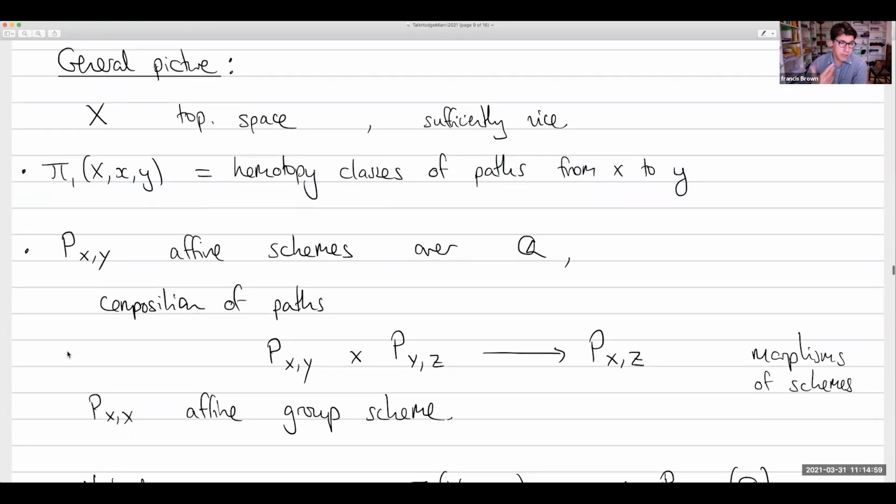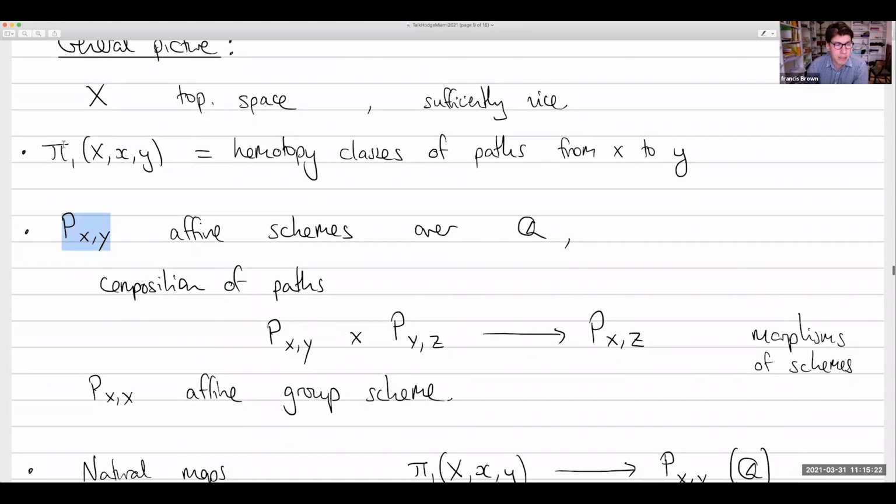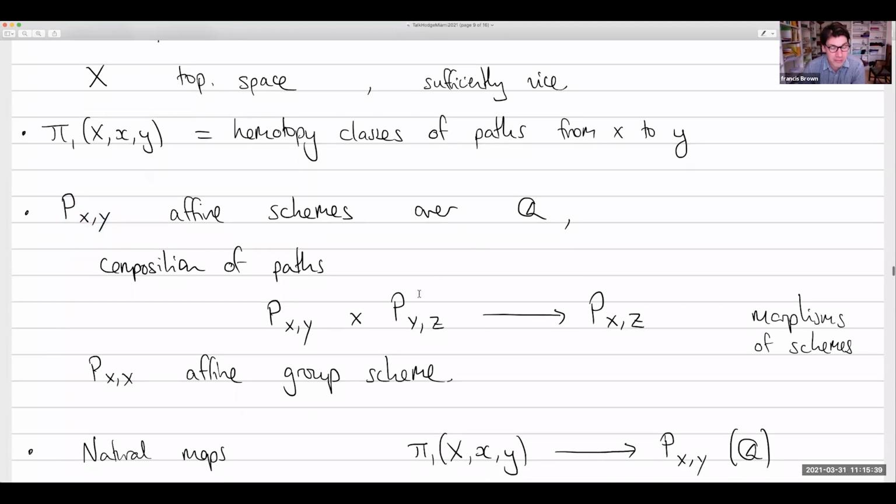The very general picture is we're going to replace this fundamental group. Well, this is a groupoid if we have different points x and y. We're going to replace it with some schemes, something with much more structure. So for every pair of points x, y, you want to define an affine scheme P_{x,y} over Q, and it mimics many of the properties of the torsor of paths, homotopy classes of paths. I keep saying fundamental group, but of course it's not a group when x is not equal to y, so I'll say groupoid from now on.